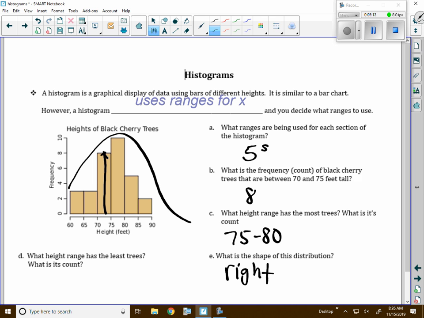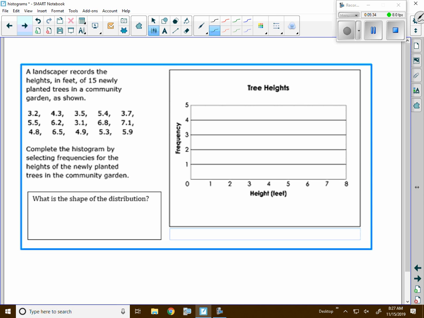What height range has the least trees? 85 to 90, and the count is 2 trees. We okay on that? This particular question came right from the OST, and we have seen this question every single year. One similar to it, not the exact same numbers, but similar to it.